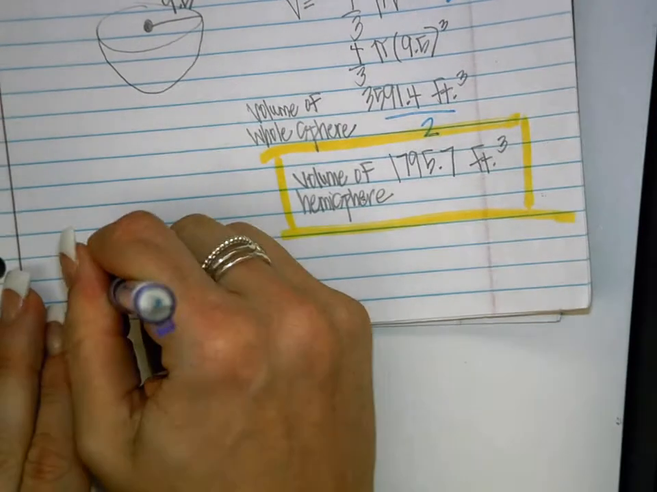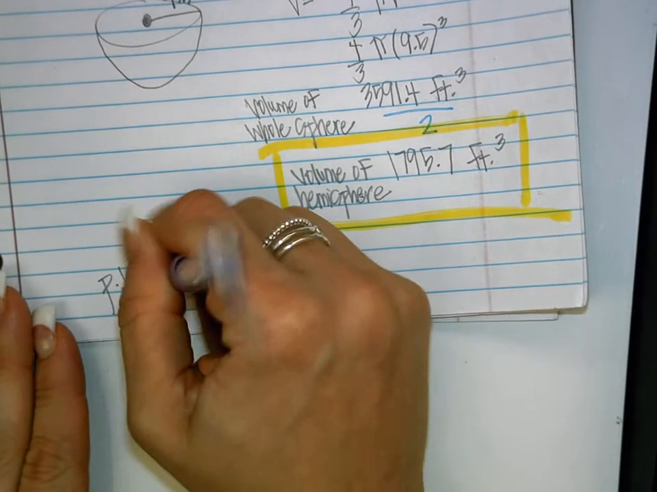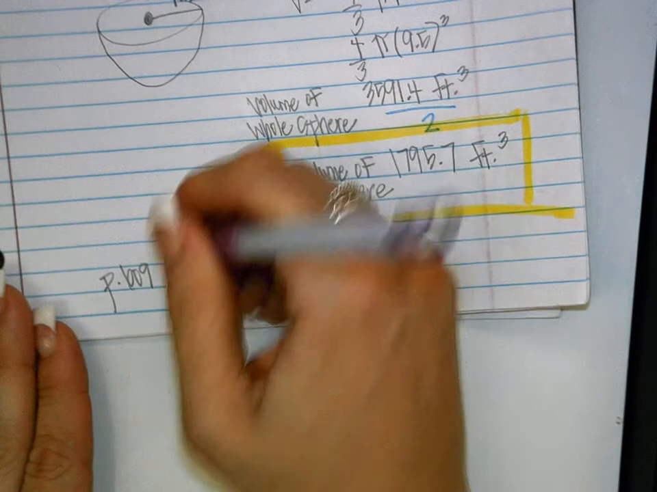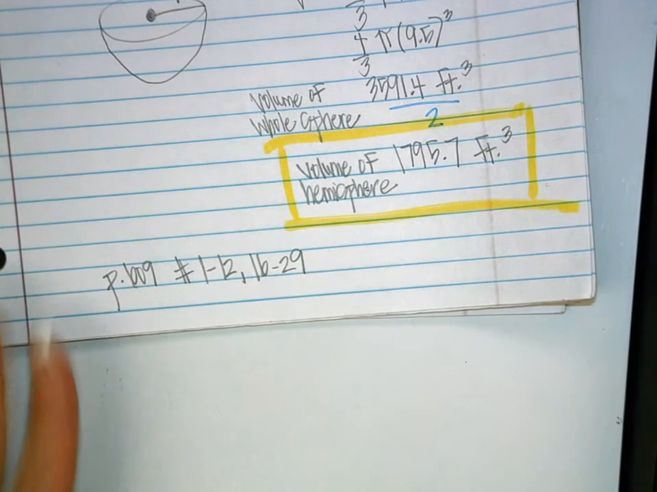Homework for this is going to be on page 609. You are doing numbers 1 through 12 and 16 through 29. Make sure you write it down.